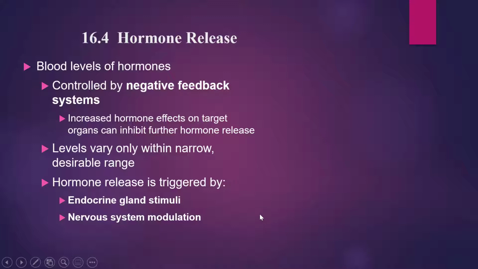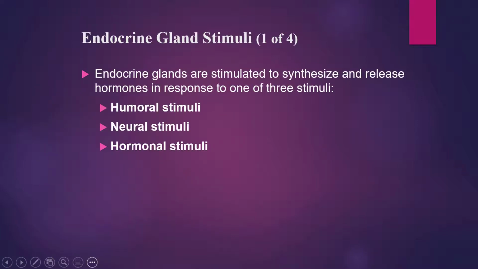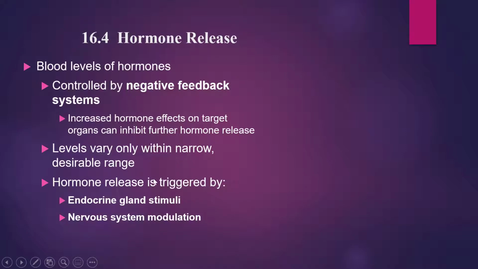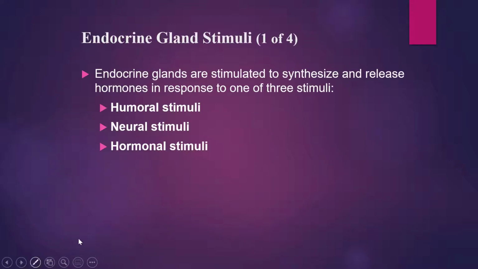Very good. So now let's get into the process of hormone release. The release of hormone is affected by many factors. The first one will be the blood level of hormones. These are controlled by a negative feedback system. Increased hormone effects on target organs can inhibit further hormone release. The levels vary only within a very narrow desirable range, and hormone release is triggered by two things: by endocrine gland stimulus and by the nervous system modulation itself.